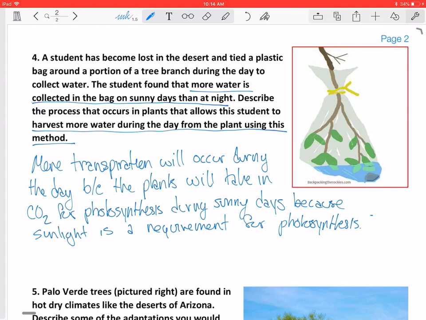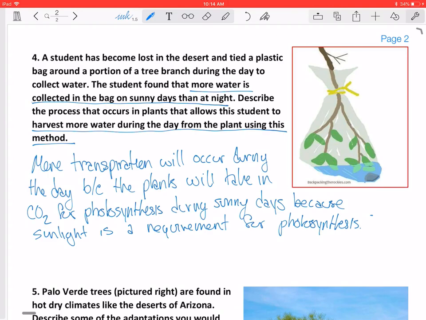So really, again, what we're looking for here, guys, is that more transpiration will occur during the day because the plants are going to take in CO2 for photosynthesis, which is going to result in more water transpiring or evaporating out of those leaves during those sunny days.